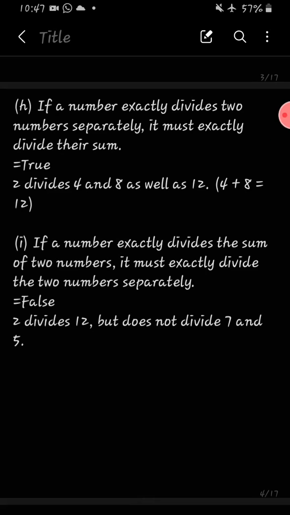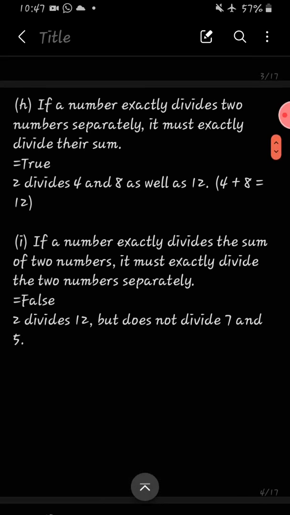I: If a number exactly divides the sum of two numbers, it must exactly divide the two numbers separately. It is false, because 2 divides 12, that means 2 into 6 is 12, but 2 does not divide 7 and 5. If we add 7 and 5, we get 12, which is divisible by 2, but 2 does not divide 7 and 5 separately. So question number 1 is over.